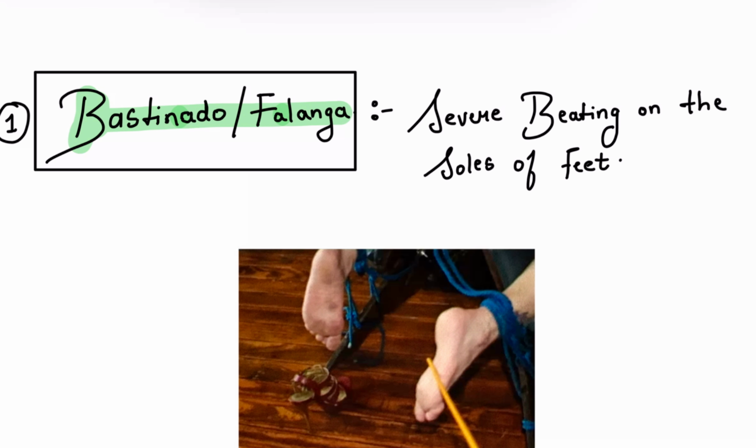The first one is bastinado, which is also known as falanga. It is a very severe beating on the soles of the feet. In this image you can see a stick over here, like some kind of wooden stick or rod, and they are beating on the soles of the feet of a victim. In this torture there is intense pain and it is very brutal. Mostly this type of torture is given in police custody.